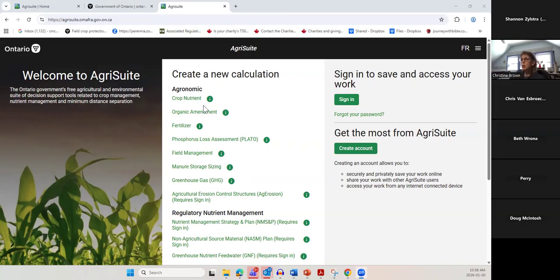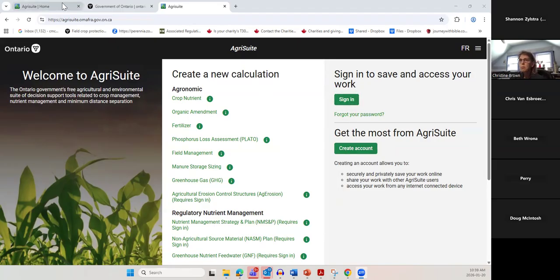The nice thing about this tool is you can do one-offs. So if I just have a manure analysis, let's say my neighbor has some manure that they want to sell to me, and I want to find out what is the value, what kind of nutrient availability will I get, I can just do a one-off calculation. If I want to do a little bit more, then I'm going to create an account. The account basically just saves your work so that you can go back and check out or make adjustments to what you've already done. When you've got an account, you sign in, it saves your work.